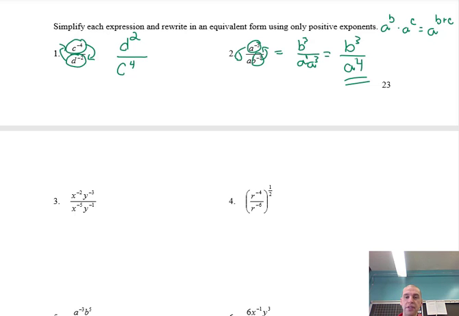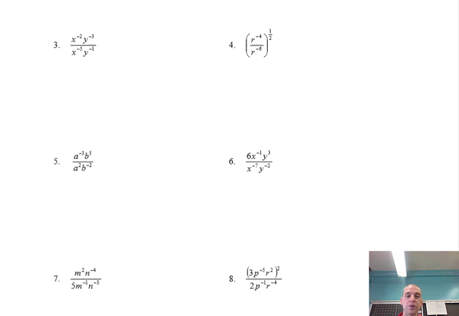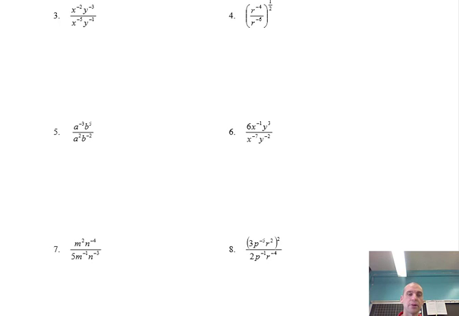So let's try 3 and 4, and then I'll have you attempt 5, 6, and 7. So let's try this again. X to the negative 2, I circle, move to the bottom. Y to the negative 3, move to the bottom. Y to the negative 1, I move that up. And x to the negative 5, I move that up. That gets a little ugly. If you can't see it all, I understand. Let's erase it. I'm just going to rewrite this because that got really bad.